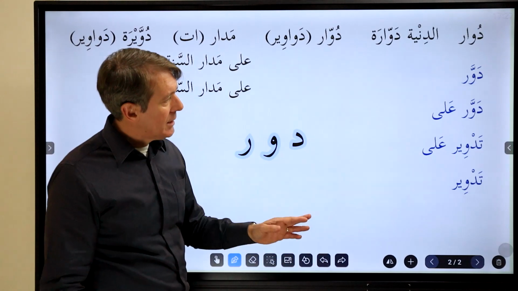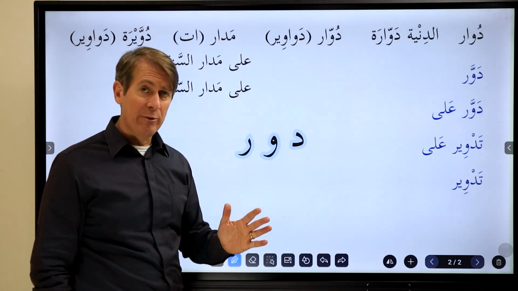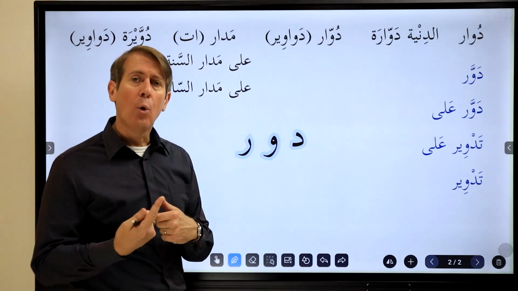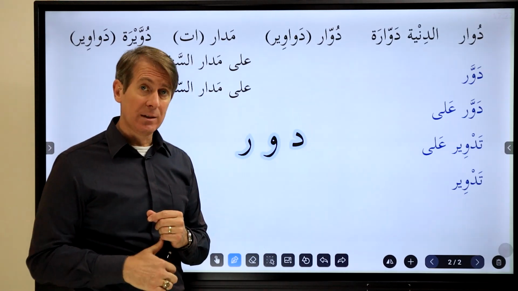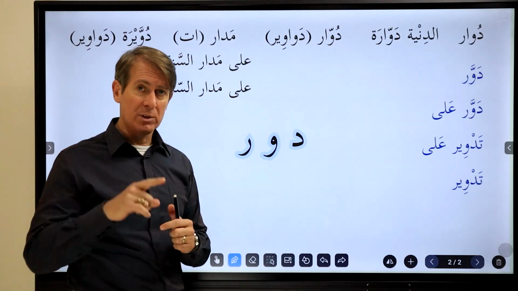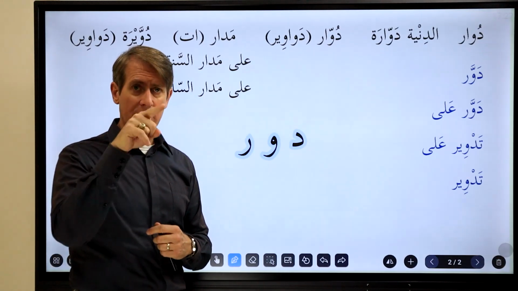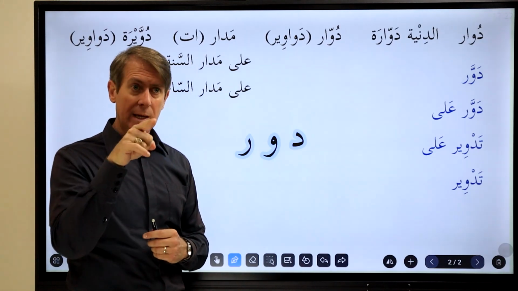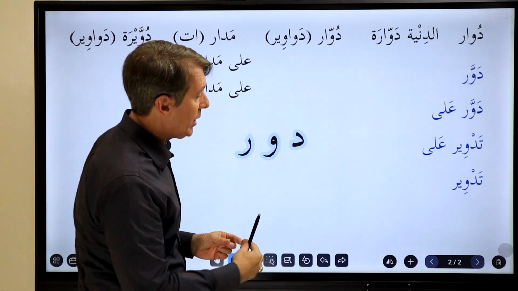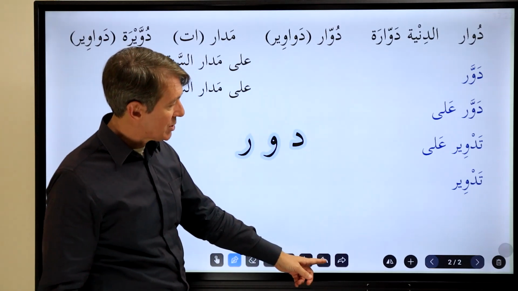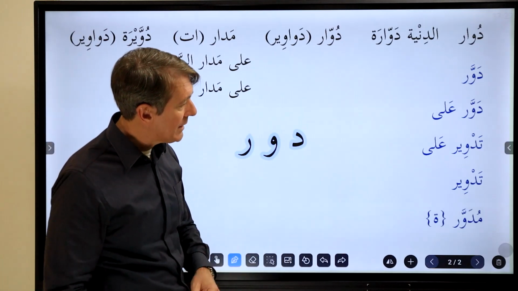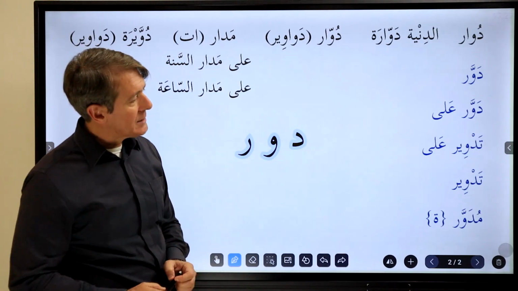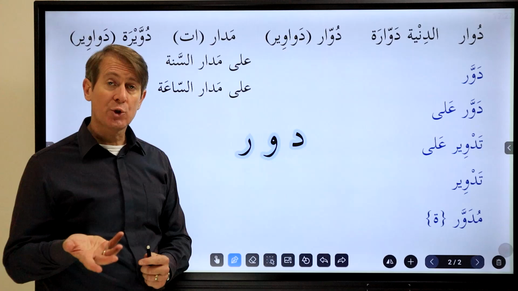Now next, تدوير by itself can be used for making something spin, the noun, or we use it for recycling. Because if you think about it, the icon for recycling is literally something that spins, and has different stages. So تدوير can mean recycling. Next, مدور. مدور means round or circular.